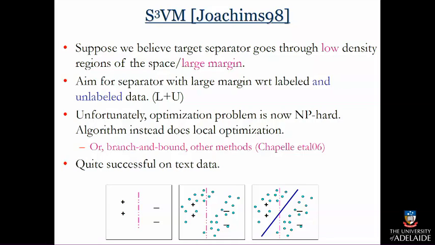But the good thing about branch and bound is it's not heuristic. It's actually deterministic, and typically it will find a better solution. But again, it's computationally heavy, so you will not be able to apply branch and bound to a large scale data set.